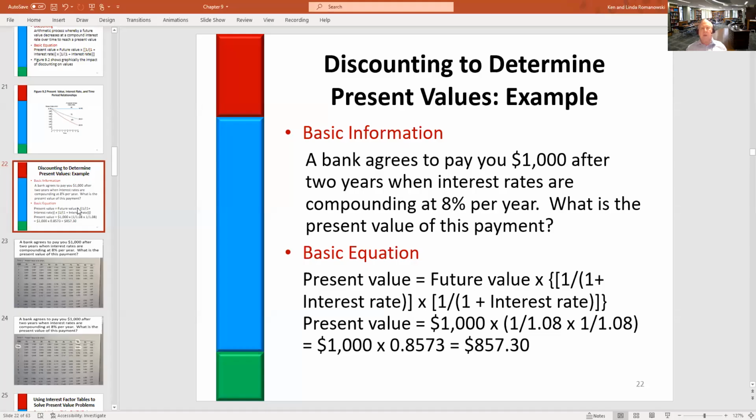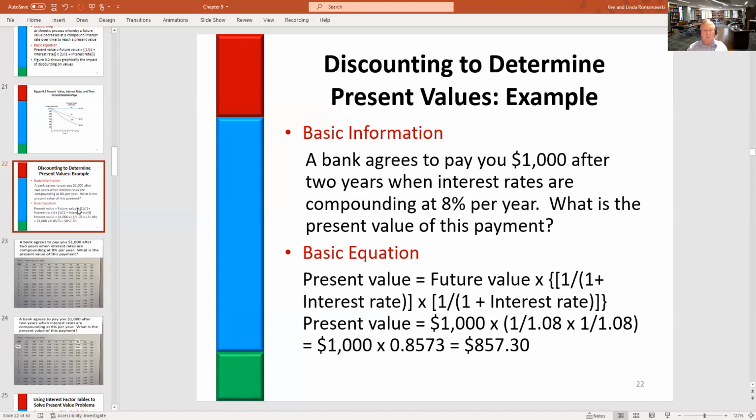Okay, so discounting to determine present values. In this example, the bank agrees to pay you $1,000 after 2 years when interest rates are compounded at 8% per year. So the $1,000 you're going to get 2 years from now is not today's value. $1,000 is the future value. What is the present value of that payment, given that you're using 8%?